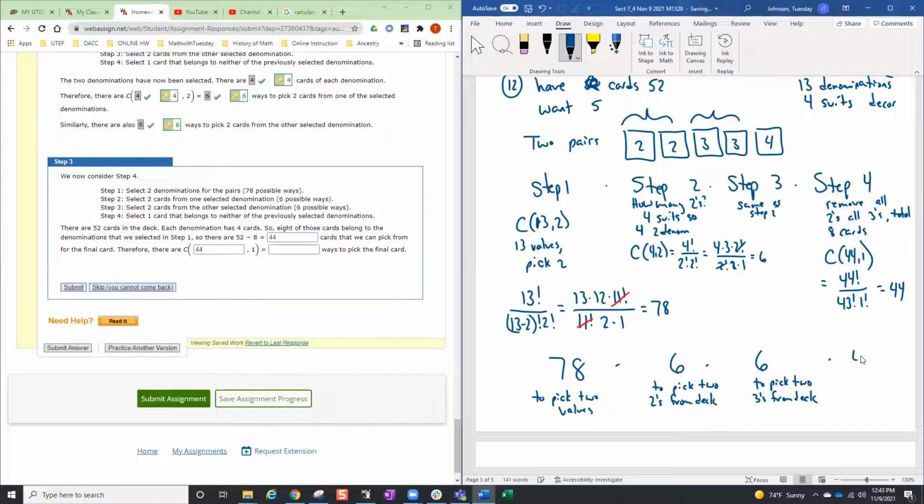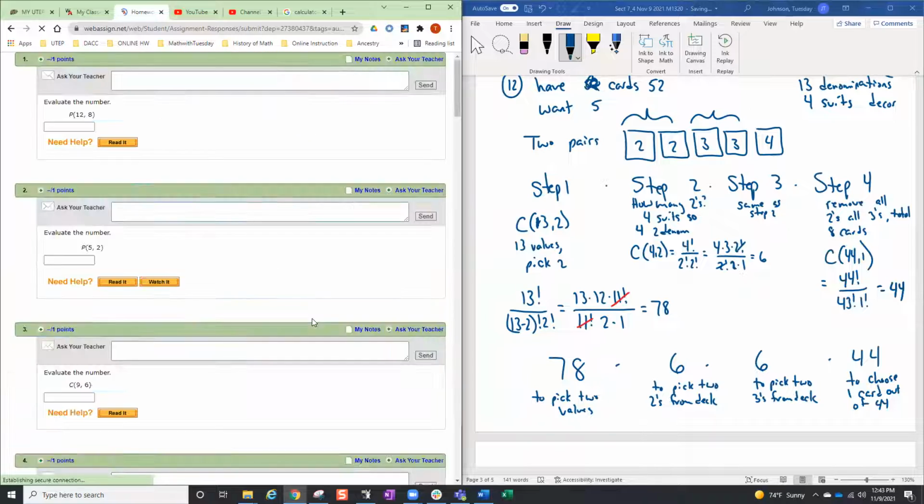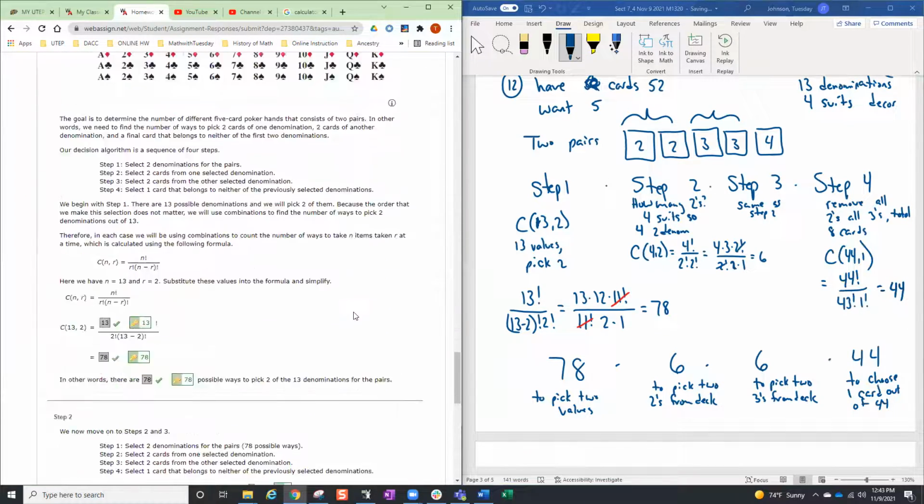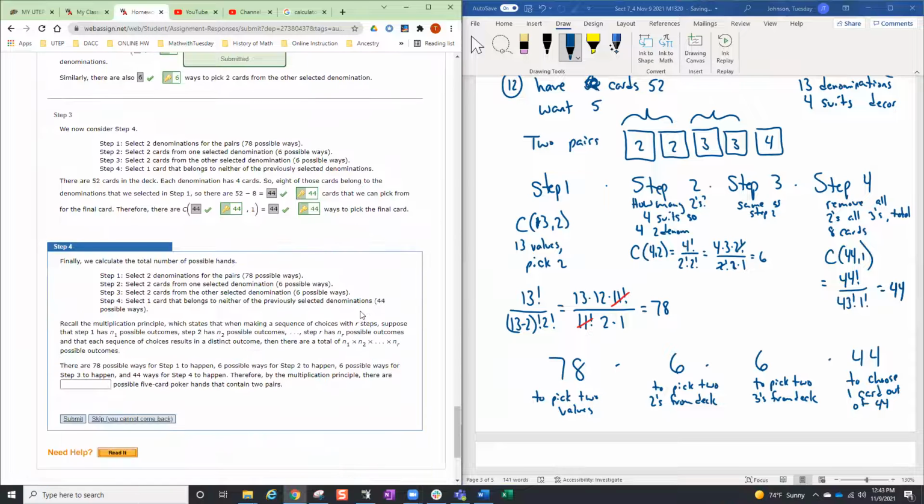And there's only 44 ways to choose one card out of 44. We're almost done. We're so almost done. You're doing awesome.